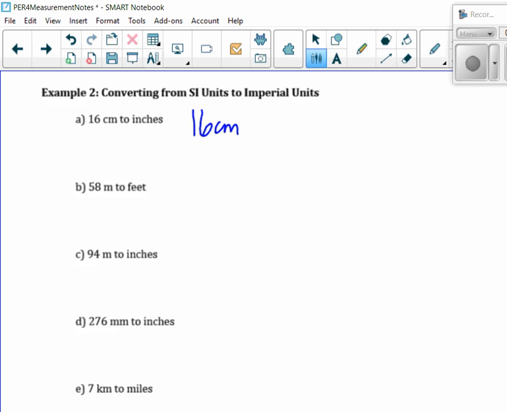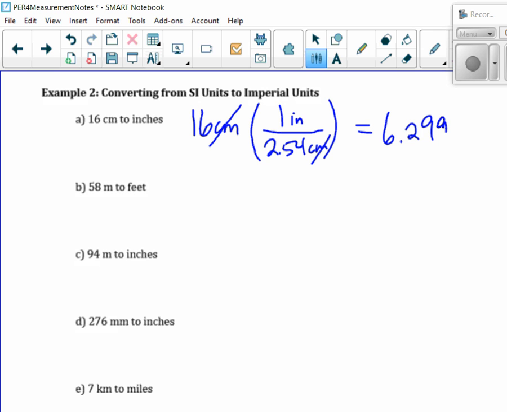16 centimeters. So we are going to look up the conversion for centimeters and inches. And 1 inch is 2.54 centimeters. So 2.54 centimeters is 1 inch. You see the centimeters cancel. And I punch in 16, if you want times 1, but really it doesn't matter, divided by 2.54, and it fills your calculator. So we're going to do, let's do 3 decimal places. 6.299 inches.